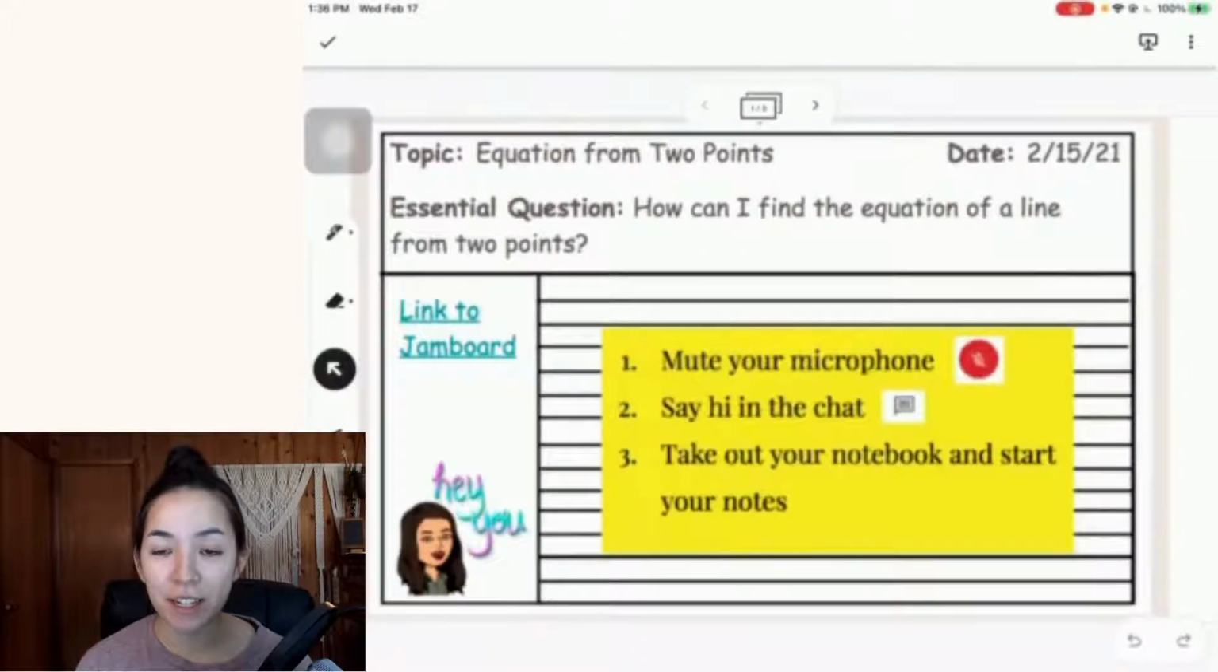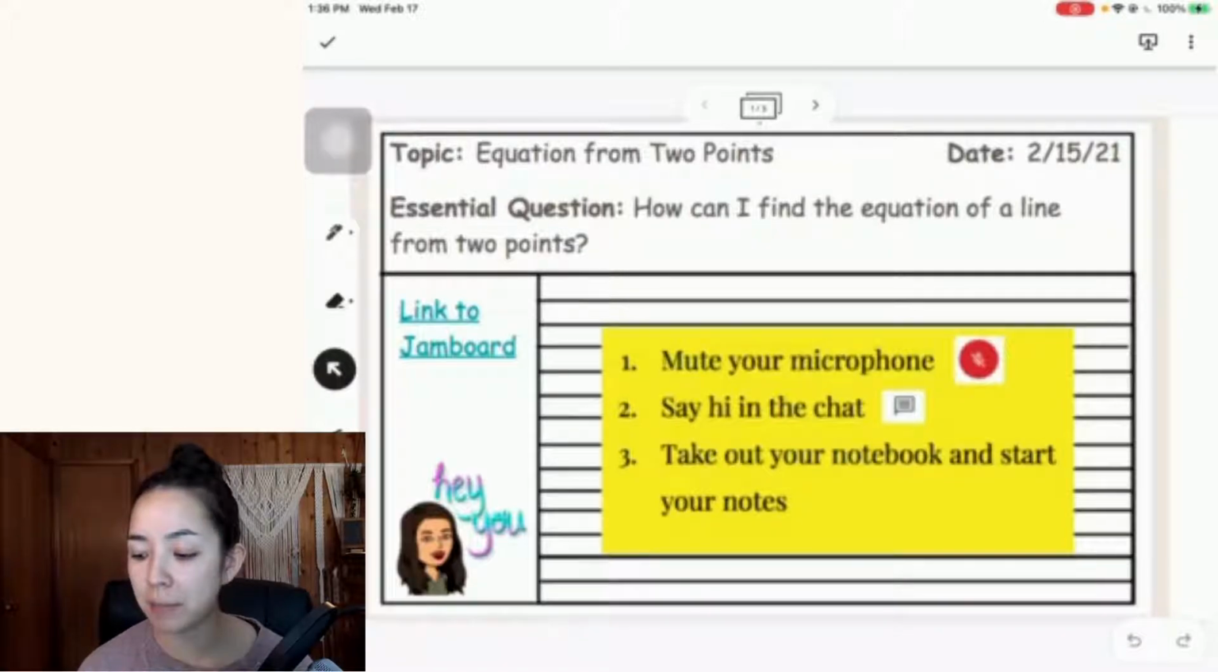Everybody, this is a video on how to write an equation for a line using 2 points. So we've kind of been working up to this learning target. Last week we practiced finding the equation of a line given the slope and a point. Today we're going to find it using 2 points.